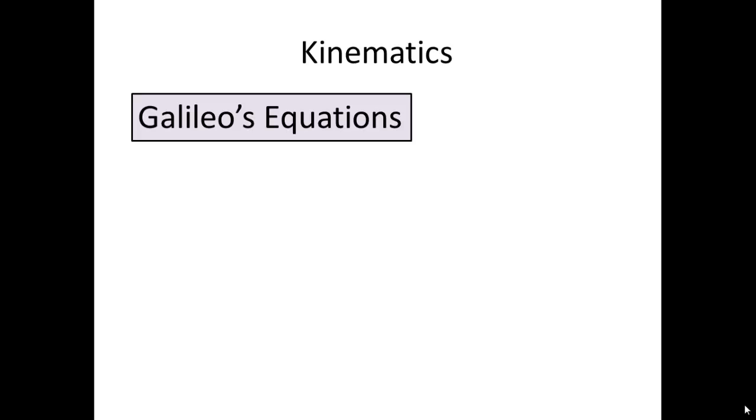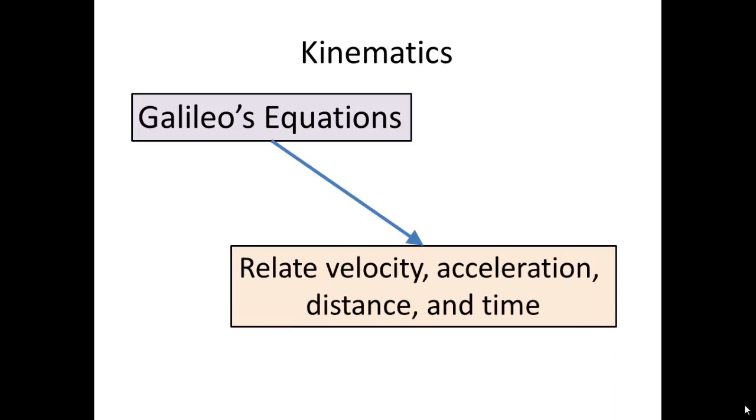On Thursday, we took some of those graphs and we transferred them into equations. These equations are known as Galileo's equations because he was partially responsible for developing them. They are used to relate velocity, acceleration, distance, and time. So those are the four variables that you will see in these equations. When we learned these equations on Thursday last week, we learned 5, but 2 of them were exactly the same, just rearranged, solved for something else. So there's really only 4 different equations.